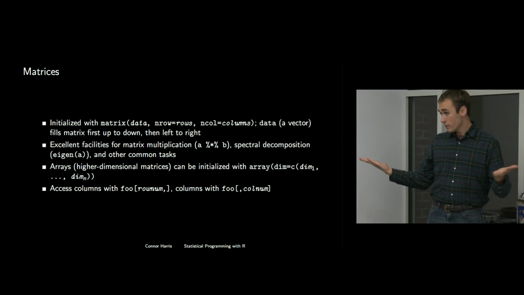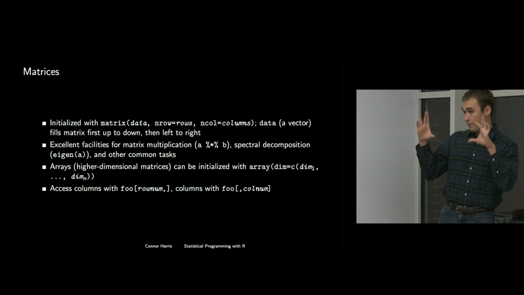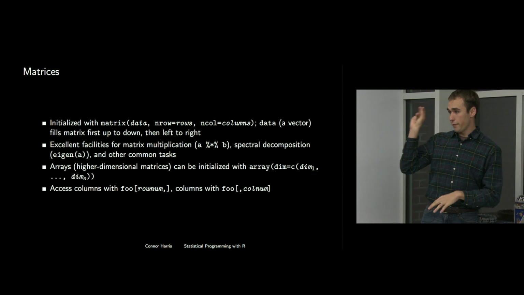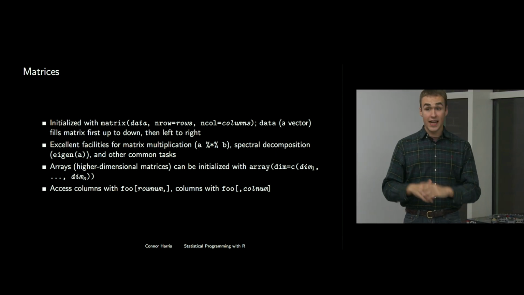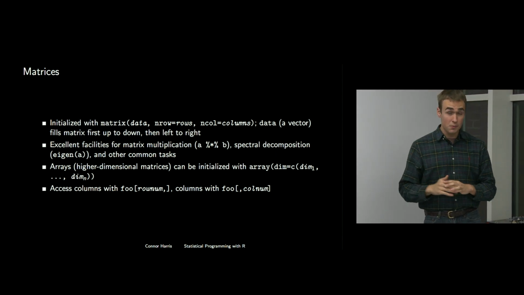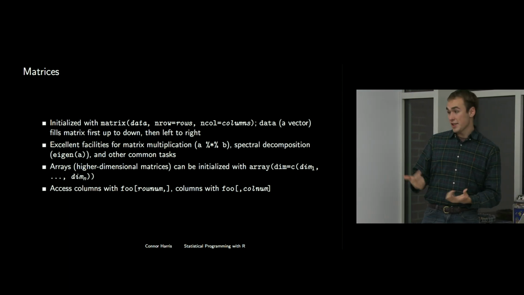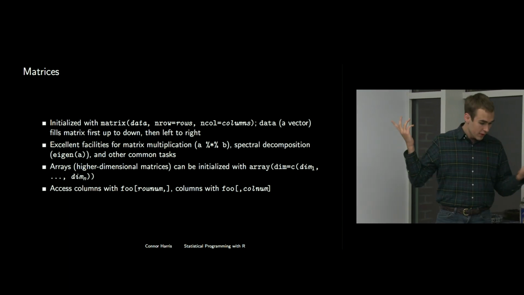And you access single values with brackets, first entry, comma, second entry. You can get entire slices of rows or columns. With this incomplete syntax, it's just row number, comma, or comma, column number.